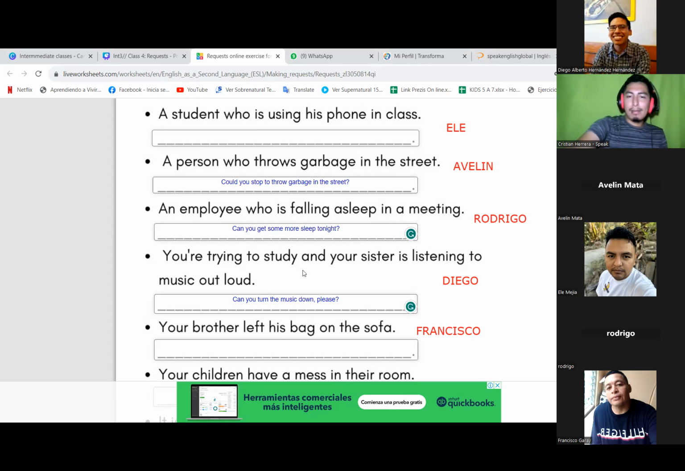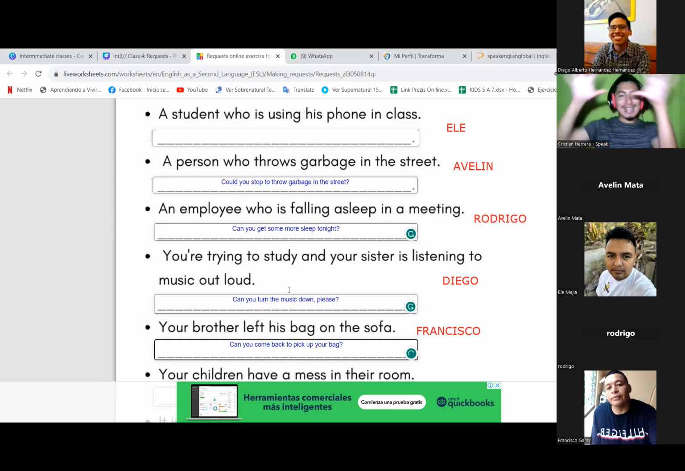Pretty good. Next example, Francisco, what can you say if your brother left his bag on the sofa? Hey, brother, you forgot your bag on the sofa. Before you go to the university, can you come back to pick up your bag? Okay, that's a good example. Thank you, Francisco. You created a whole situation, right? Pretty good. I like it. You use your imagination a lot, and that's something really good.